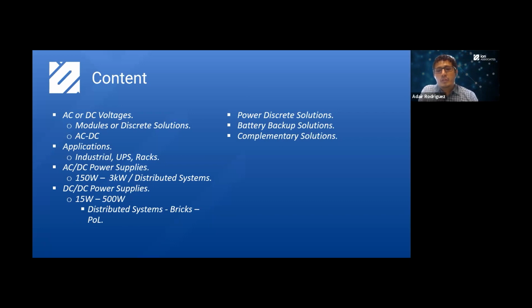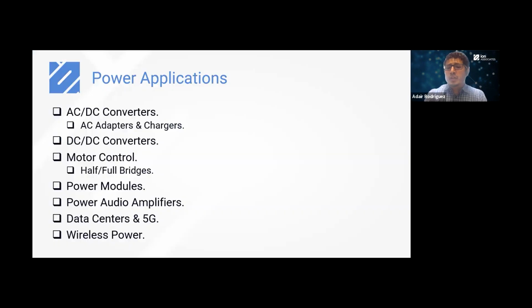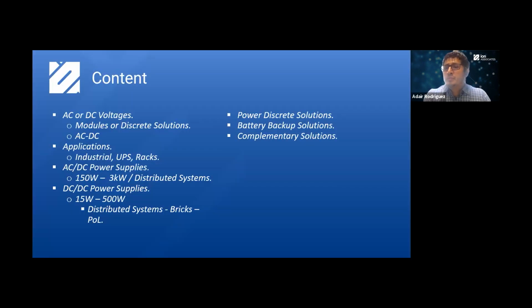As we can see, we'll look at the basics of AC and DC voltages. We'll also be covering some options available in terms of off-the-shelf solutions or building discrete solutions. We will also look at distributed power systems or point of load. We will look at specific products from some of our partners, such as MaxLinear, GaN Systems, Littelfuse, and battery backup solutions. There are also a range of complementary solutions that we should not forget about, such as connector, energy monitoring, and control relay.